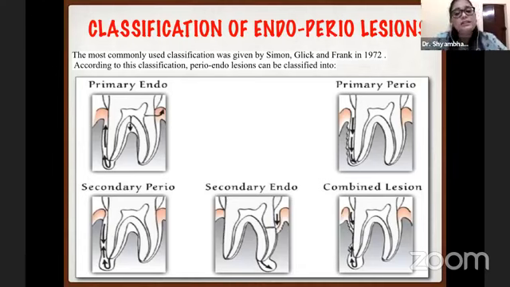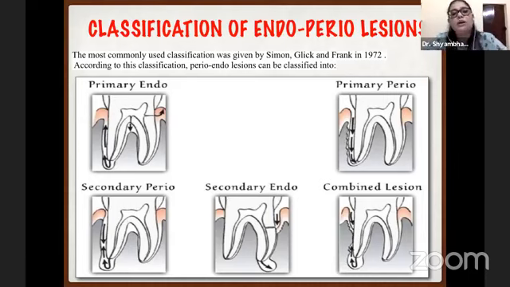Or secondary endodontic lesions, wherein there was a periodontal pocket and periodontitis, but because of these anatomic or pathological pathways which we discussed earlier, the microorganisms found a pathway and went inside and infected the pulp in turn, leading to a secondary endodontic lesion being formed.